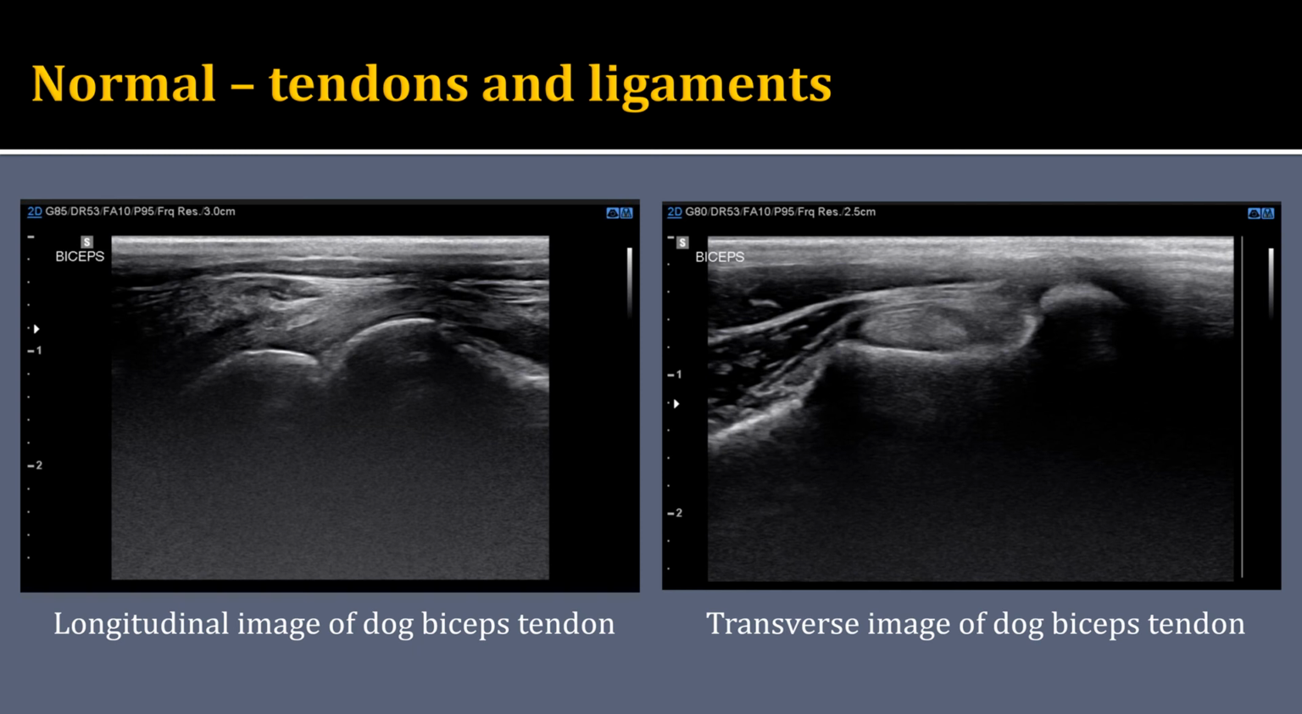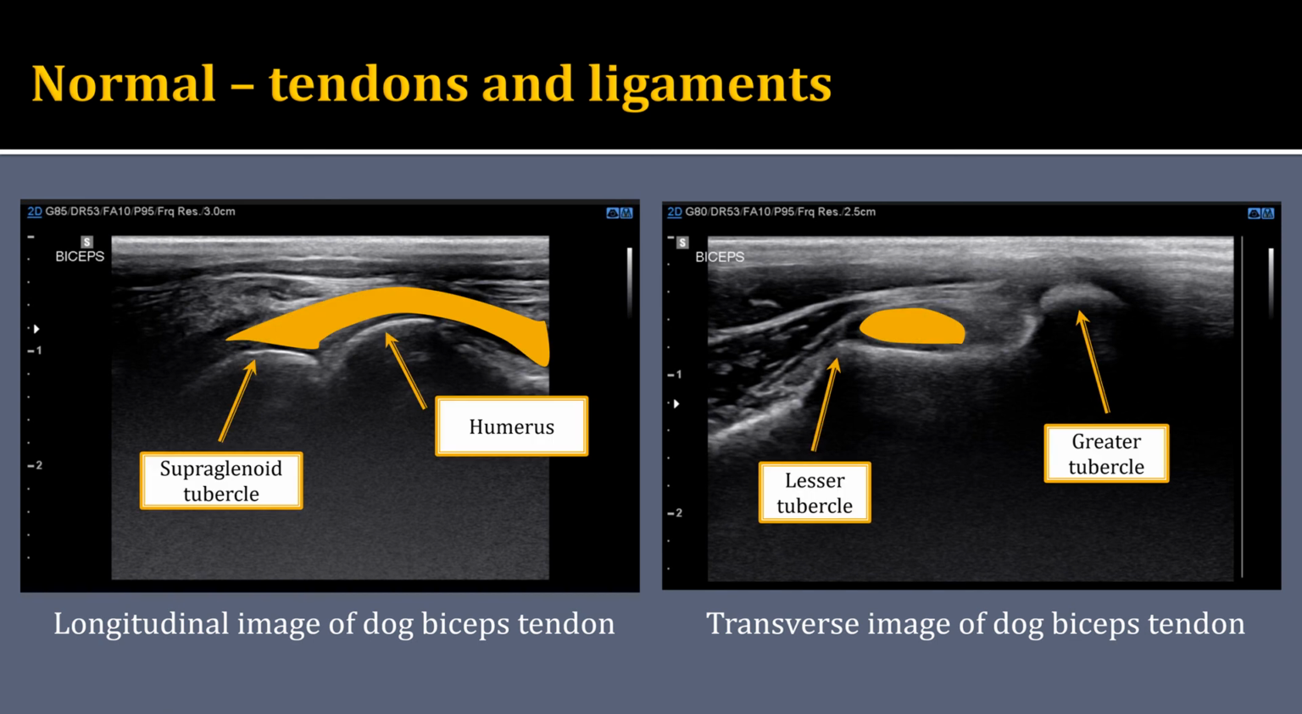So let's just go through a few general examples. I have a longitudinal and transverse image of the dog's biceps tendon here. On the left image, we have the longitudinal image of the biceps tendon originating from the supraglenoid tubercle, and then this margin is the humerus, and again that tendon will have multiple hyperechoic parallel lines. In the transverse image here, we've got the greater tubercle and the lesser tubercle, and so that oval shaped tendon that is more uniformly hyperechoic will be in the intertubercular groove.